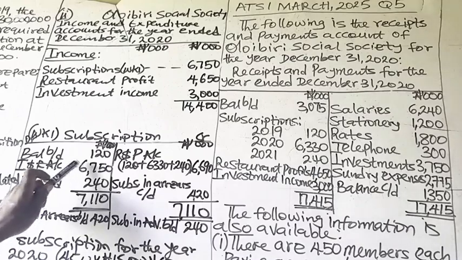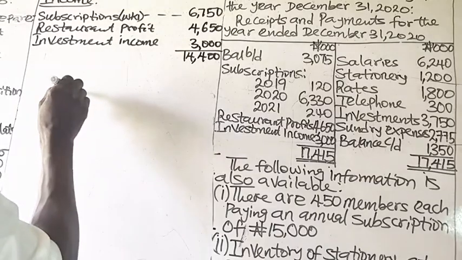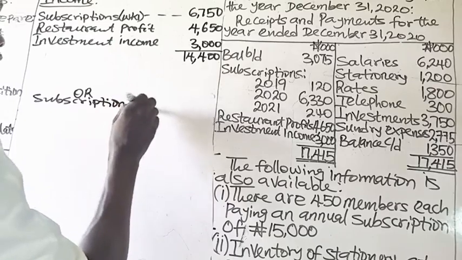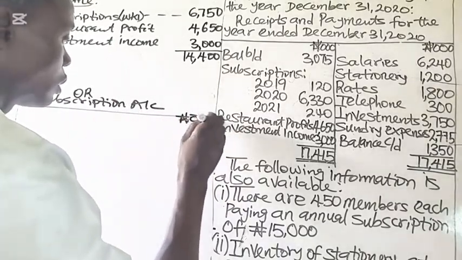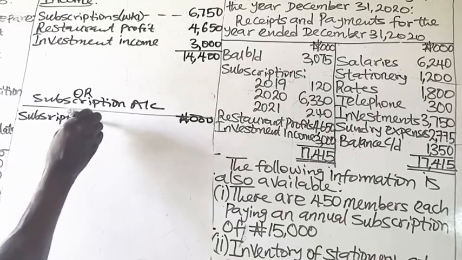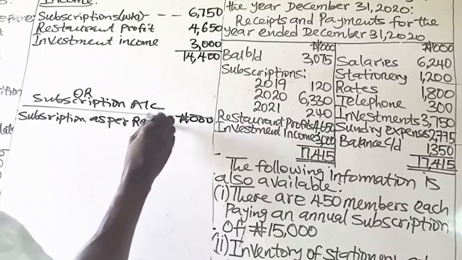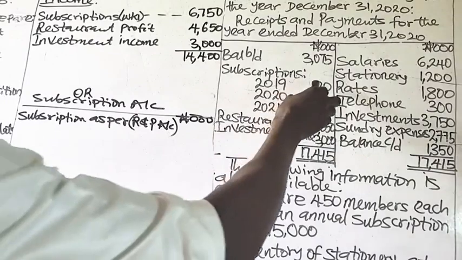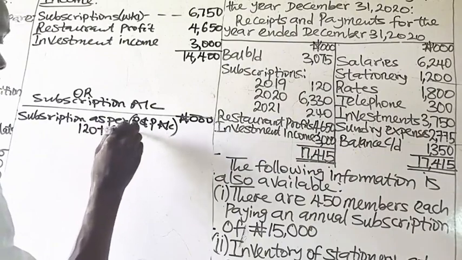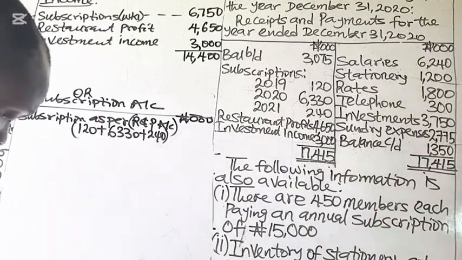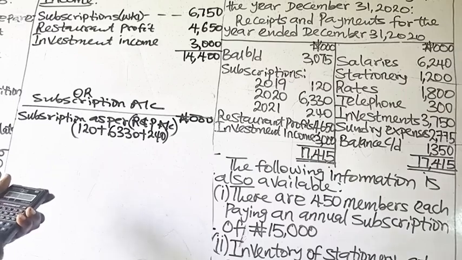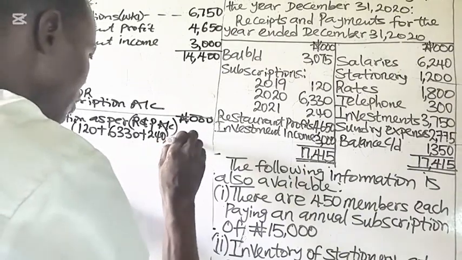I've told you this subscription, you may present it in statement form. If you don't want to show it this way, let me give you the alternative working for subscription. Subscription account. So you start with subscription as per receipts and payment account. The subscription you have there: 120, 6,330, 240. 120 plus 6,330 plus 240 gives us 6,690.